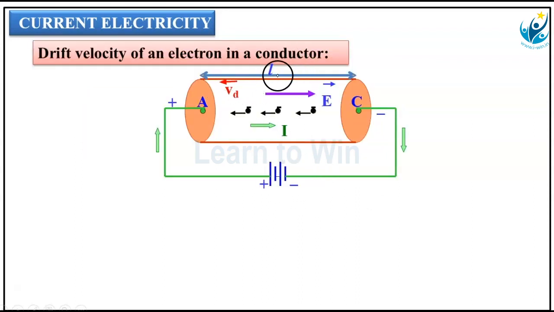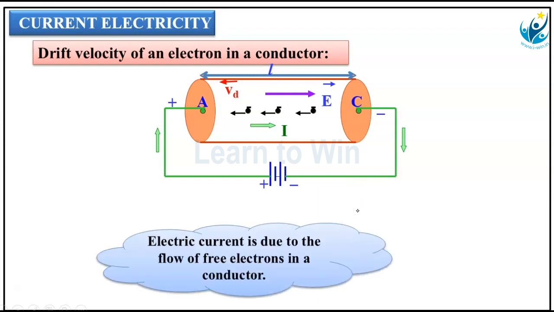The length of the conductor is L. Once you apply a potential difference across the ends of the conductor, an electric field E exists. Electric current is due to the flow of free electrons in a conductor.